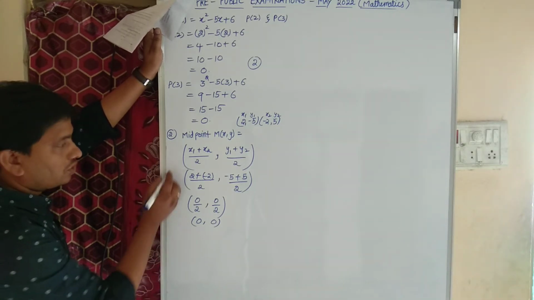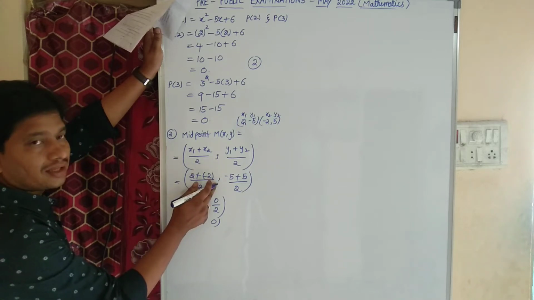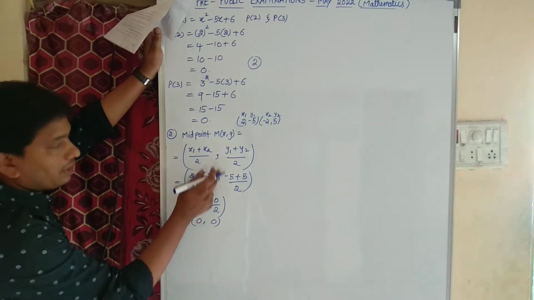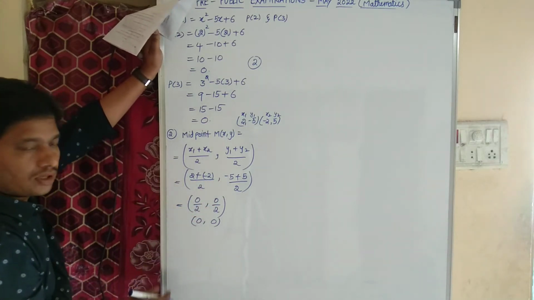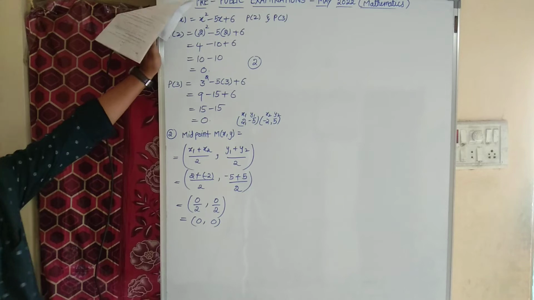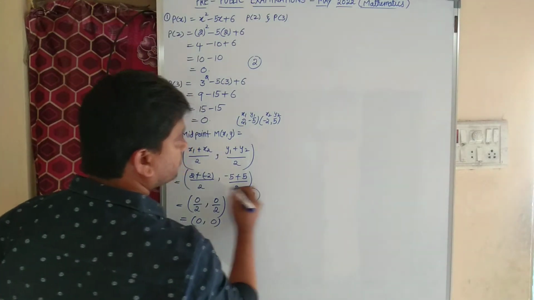Okay. Don't forget to write brackets. In between you need to put a comma. Don't keep any other operation, plus or minus. Don't keep like that. We need to put a comma here. So the midpoint is (0, 0). Okay children, if you do it this way, you will get 2 marks.